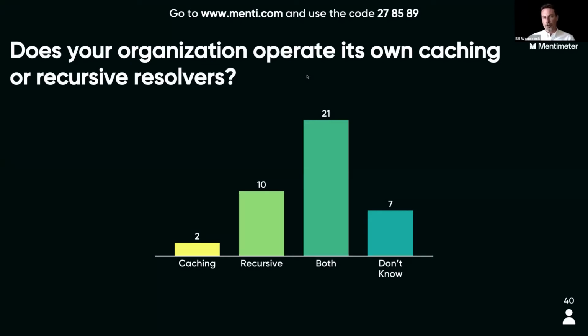So if operating a recursive resolver is more work than you want to take on, it may be that operating a caching resolver only is a really good intermediate step that doesn't take as much work, but gets you 80% of the benefit. Okay, let's go on to the next question.